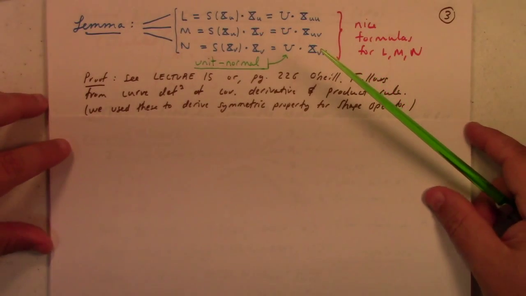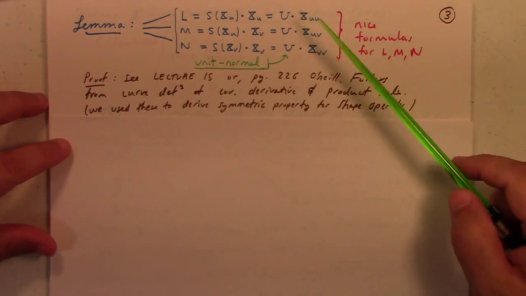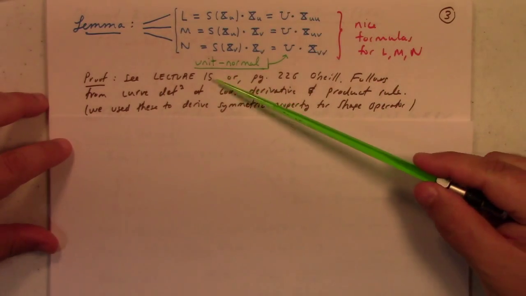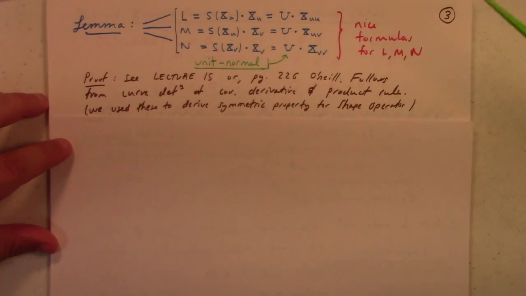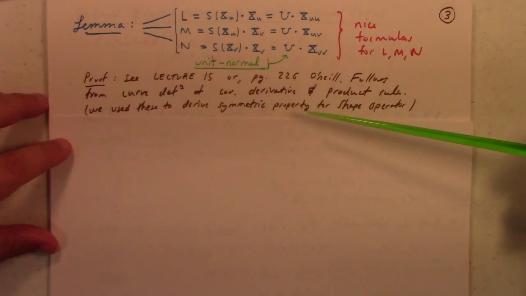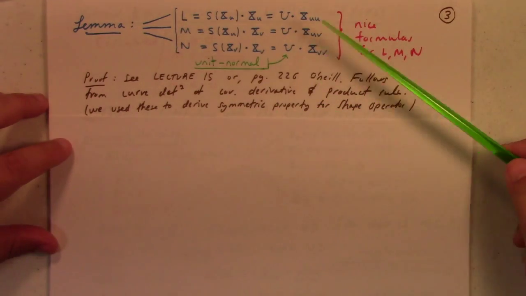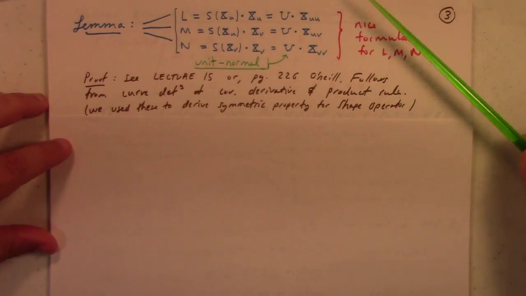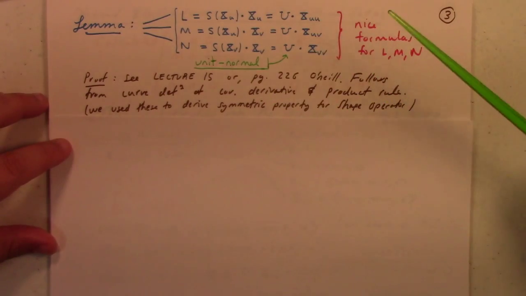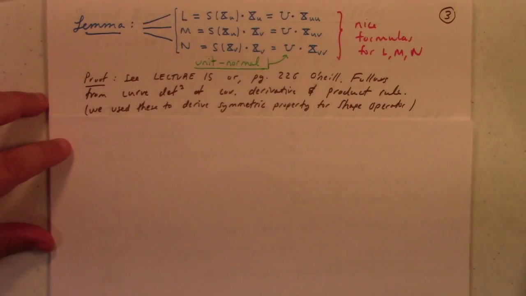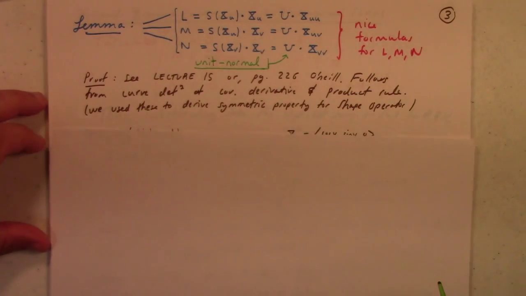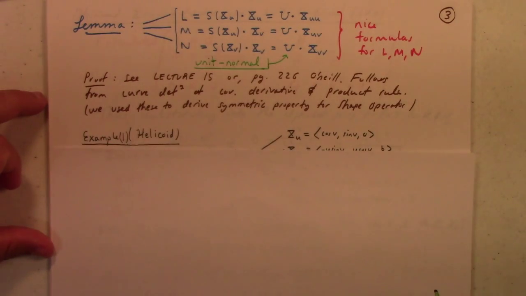So the proof of this basically follows the argument we gave back in lecture 15. It really follows from the curve definition of the covariant derivative and product rule. We went through the calculation last time where we proved the symmetric property of the shape operator. Maybe you remember that. So let's get to it.